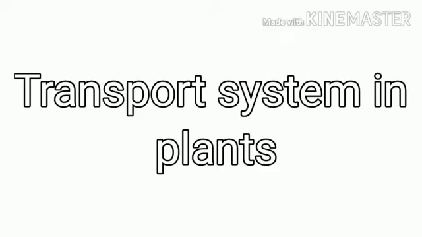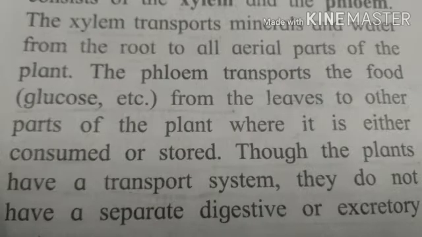Now we will see the transport system in plants. Like in our body, how the blood circulation is going on, the same thing is happening in plants also. That is called the transport system in plants. The transport system is of two types, xylem and phloem.